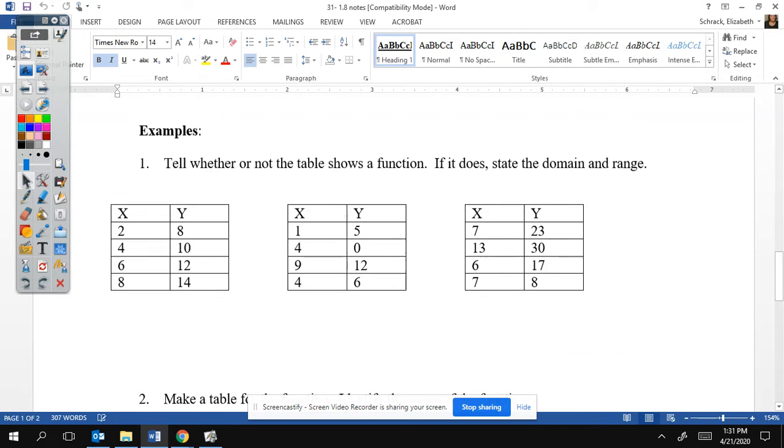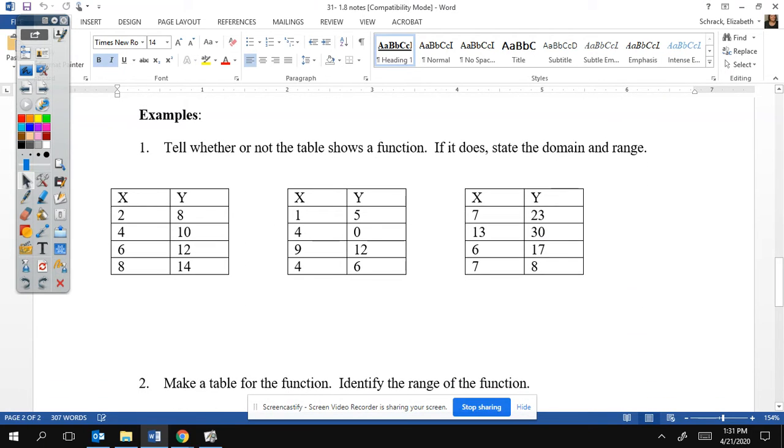Okay. So that takes care of the front of the notes. Let's go on the back and actually apply it to some real life examples. We're going to talk about if these three tables are functions or not. If they are a function, I'll then explain what a domain and a range is. With this first one, we are just going to be looking at the X values. And we see that there's no repeats. 2, 4, 6, and 8. There are no repeated numbers, so that means number 1 is a function. We're going to answer yes. This is a function. It does work.